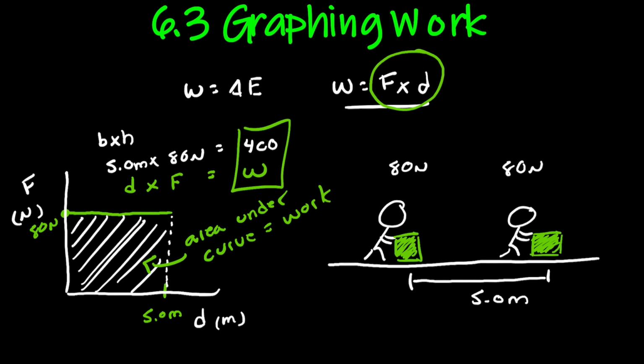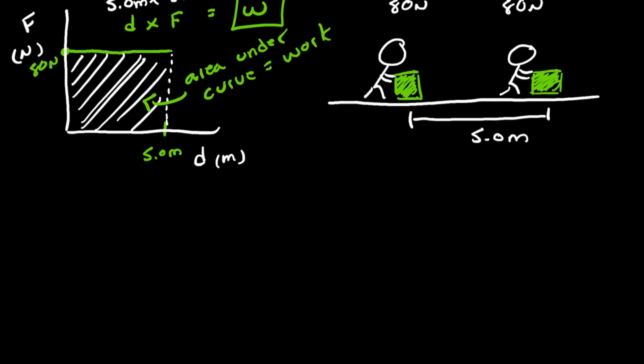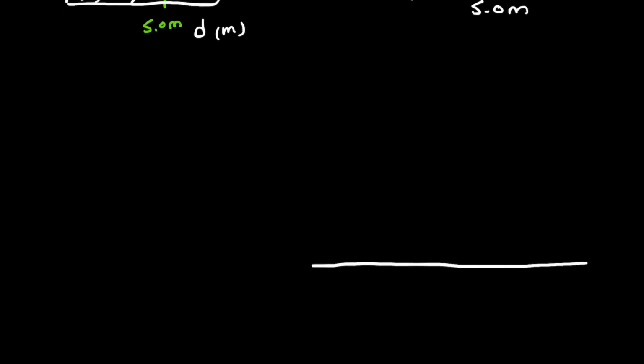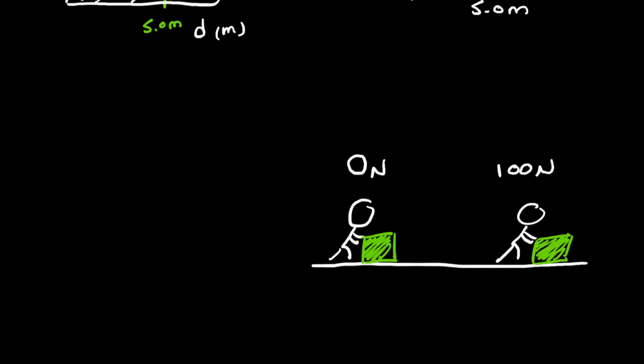But let's just do one more example where the graph might look a little bit different. So now let's consider another person pushing on a box, and we'll say that off the start, they are pushing with 0 newtons. They're not pushing yet. And then they're going to increase the amount that they're pushing up to 100 newtons. So start not pushing, but then push 10 newtons, 20 newtons, 30 newtons, all the way up to 100. And by the time they get up to 100 newtons, they have traveled 5 meters.